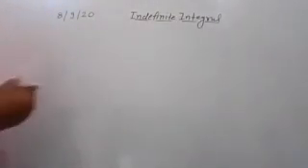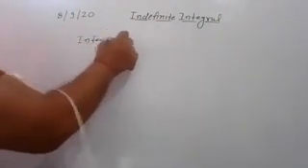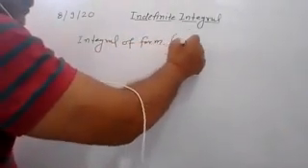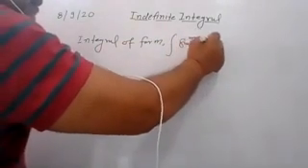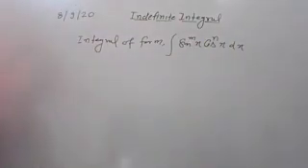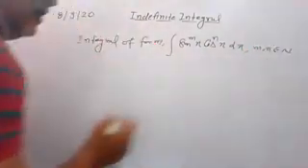Integral of the form integration of sine to the power mx cos to the power nx dx. Means integration of this form, and here m and n are natural numbers. They belong to natural numbers. Yes, write it. m, n belongs to N. Here m and n belong to natural numbers.